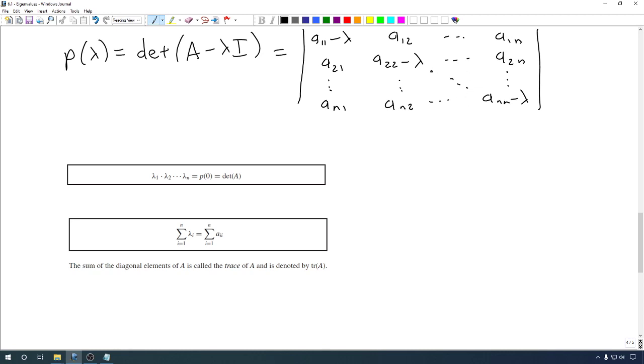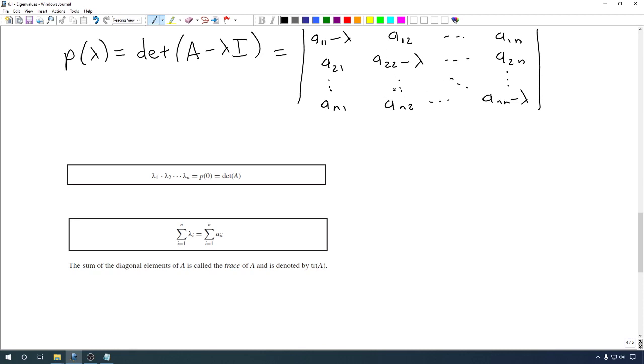But if you take this determinant and work with it a lot, two things will happen. First of all, one thing that's really easy to see is if we plug 0 into this characteristic polynomial, it's going to make a minus 0. It's just going to be the determinant of A. That means that the determinant of A is literally just the constant term of this polynomial.